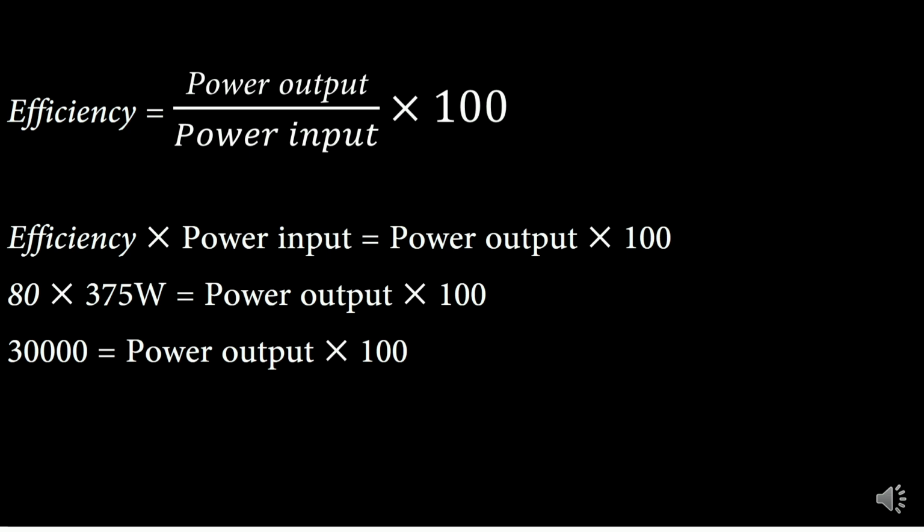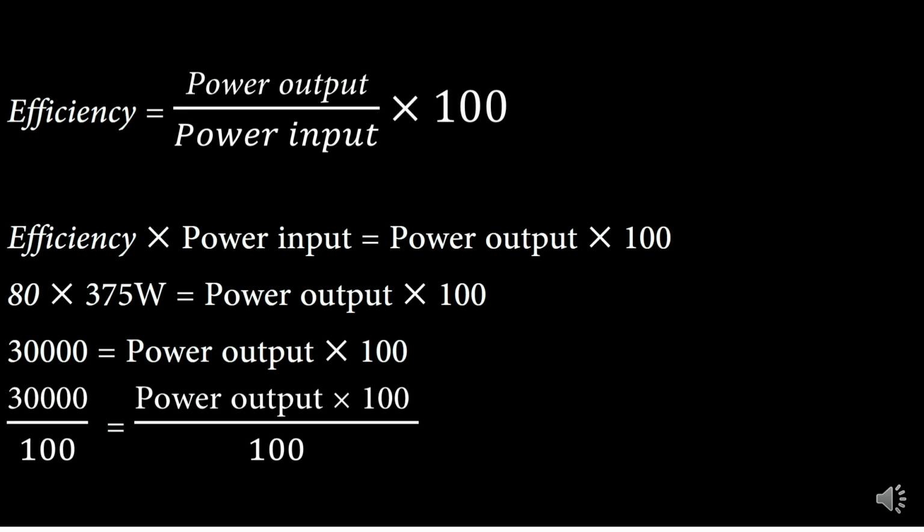I know some of you may not understand it, but that is the best way to explain it. So that is going to give me 30,000 over 100 is equal to power output times 100 over 100. The 100 that is the numerator and the 100 that is the denominator will cancel out each other.